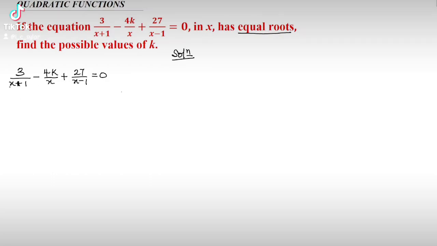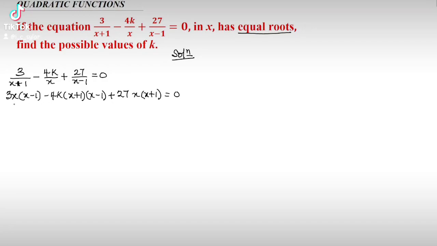So let's multiply through with the LCM. Considering each denominator respectively, I'm going to have 3 times x minus 1, minus 4k. It's also going to have x plus 1 and then x minus 1 multiplying it. Then 27 is also going to have x and then x plus 1. And then 0 times any number gives us 0.